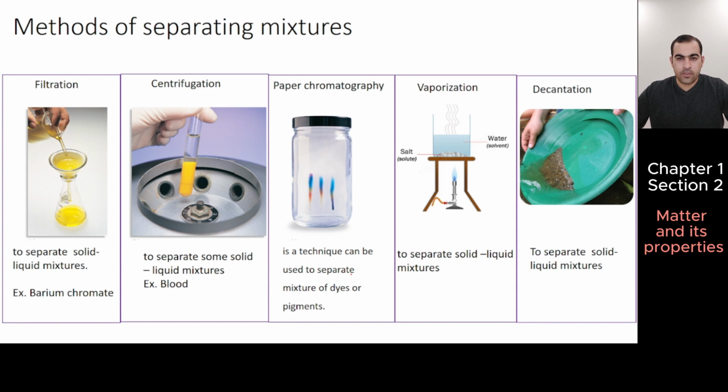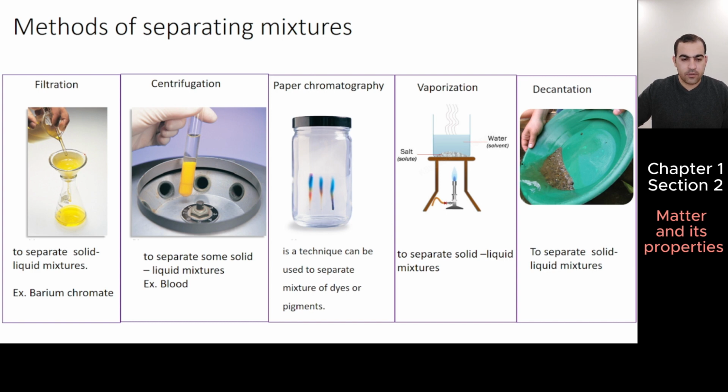Methods of separating mixtures. Mixtures can be separated. Okay? We have different methods to separate mixtures: filtration, centrifugation, paper chromatography, vaporization, decantation. So filtration, we use it for heterogeneous mixtures like barium chromate. When you mix barium chromate with water, it is not going to dissolve in water. It's a heterogeneous mixture. How am I going to separate it? I use a filtration method.